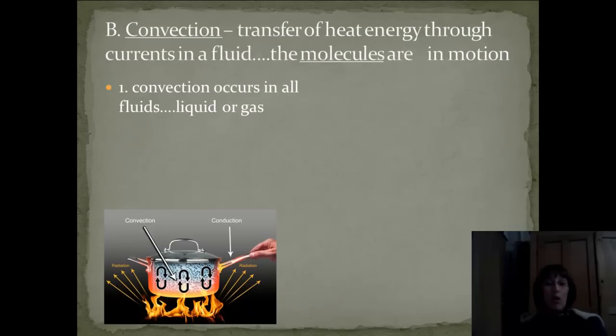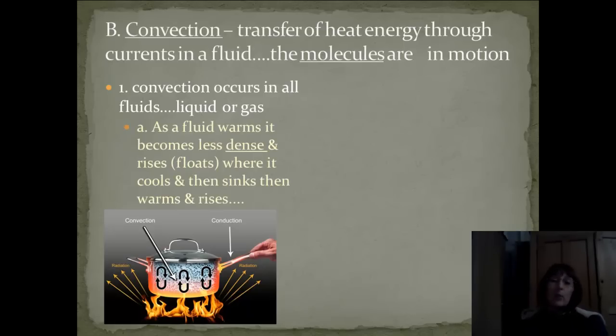Convection occurs in all fluids, liquid or gas. That word fluid refers to matter that can move around, can flow, and so liquids can flow, but also gases can flow. As the fluid warms, it becomes less dense and it rises to the surface. If you're looking at the pan down there, notice the heat's on the bottom of the pan. Once it rises to the surface, it gets cooler. It's farther away from the heat, so the cooler stuff sinks back down, and then you get this little flow, this little current moving around like this.